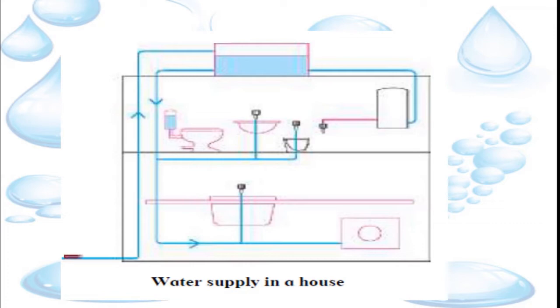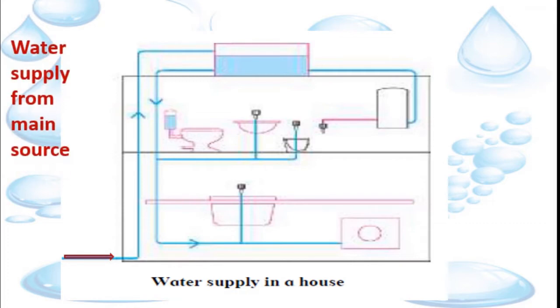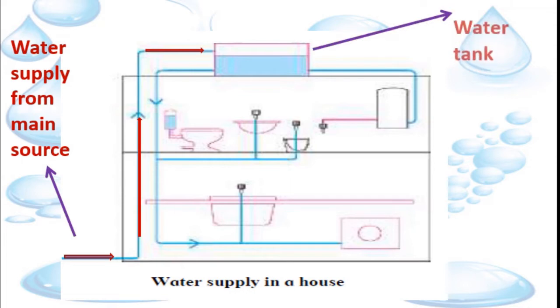See, this is a main tap, that is the water supply from the main source. This is the main source of water. Water is entering our house. That goes directly to the overhead tank. See, this is the water tank, that is called the overhead tank. And then the water is collected in that tank.